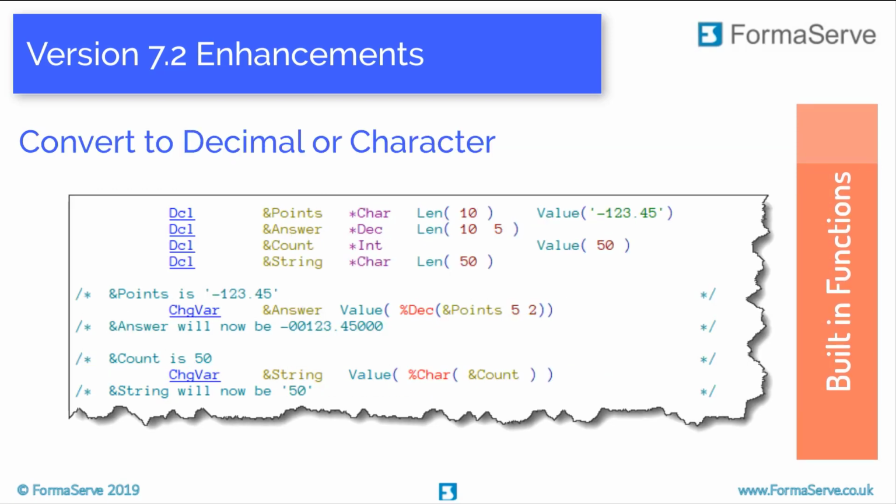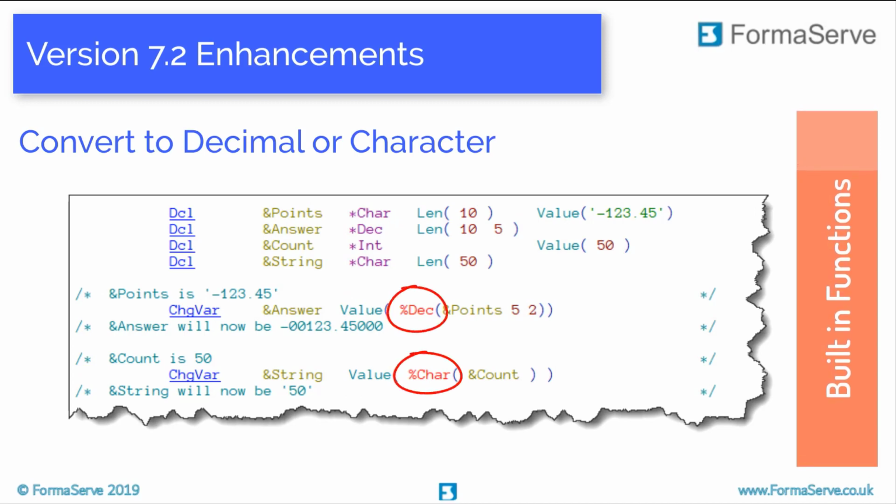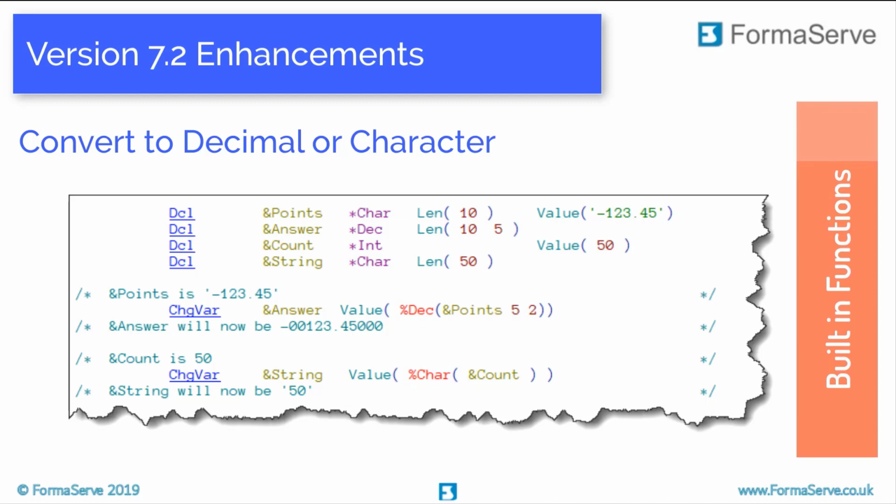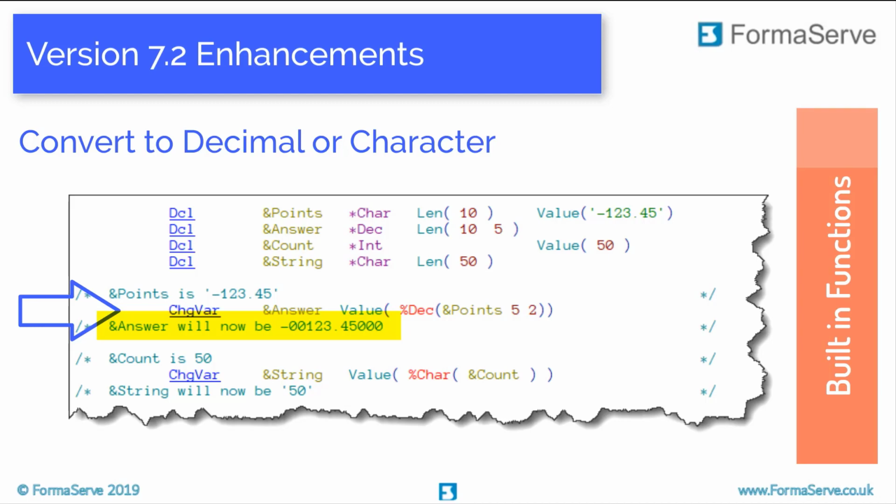The next couple of enhancements to the built-in functions are %DEC and %CHAR. These two have been added so we can easily convert from decimal to character and vice versa. In this example, we're changing the variable &ANSWER to the value %DEC of the &POINTS variable with 5 places, with 2 of those being decimal. So &ANSWER will now be minus 123.45, and it's padded out with zeros, as you can see, because &ANSWER is 10 long with 5 decimal places.